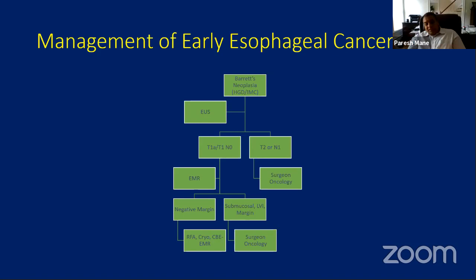And as you can see in this diagram here, you get Barrett's, do an EUS, you figure out if it's T1A or T1B, do an EMR. If there's a negative margin, you're done. You can stick with the EMR, and maybe you can repeat an EMR down the road, just do surveillance. If there's a positive margin, they'll be sent to us for an esophagectomy. If the patient has T2 disease, on the other hand, where the tumor has already gone into the submucosa, there is no role for an endoscopic approach. That patient gets an esophagectomy.